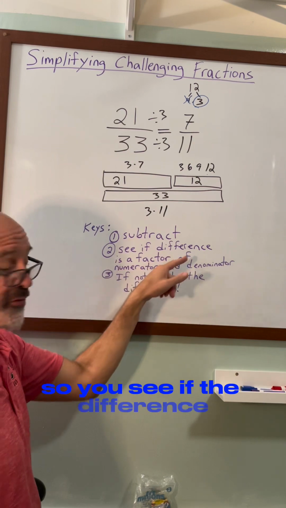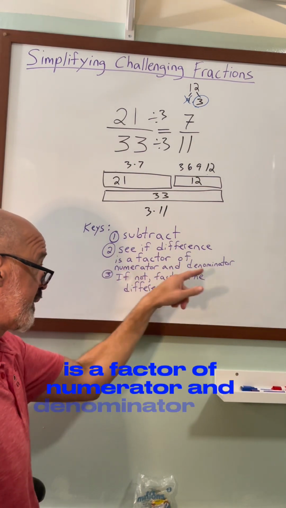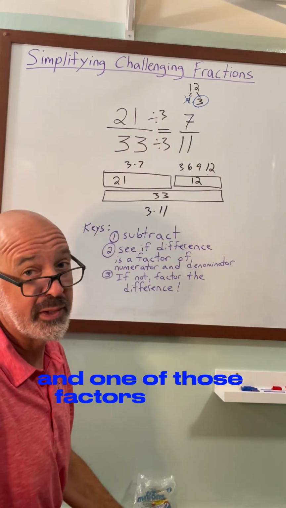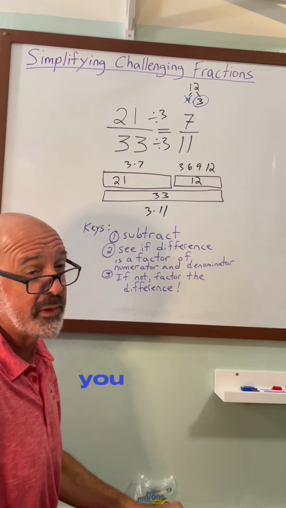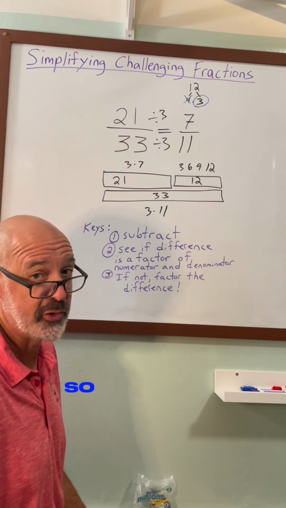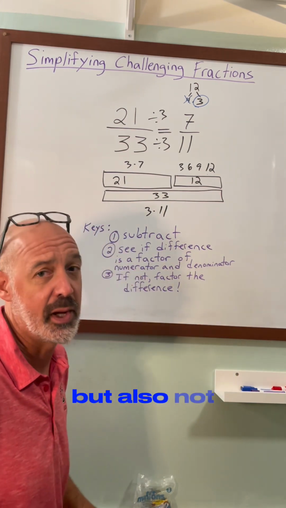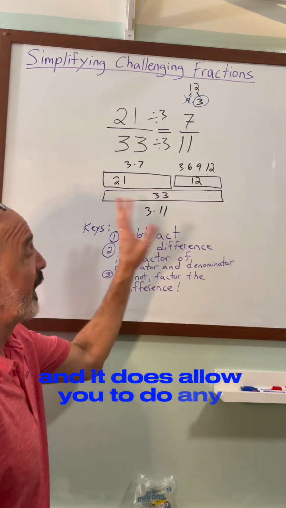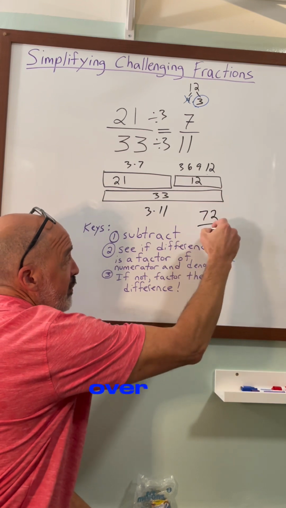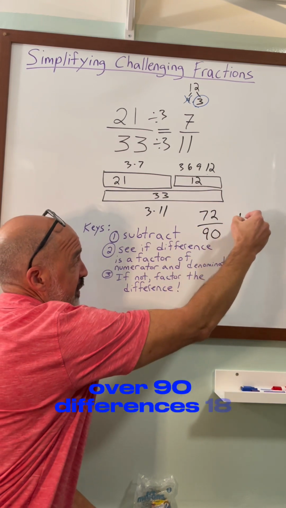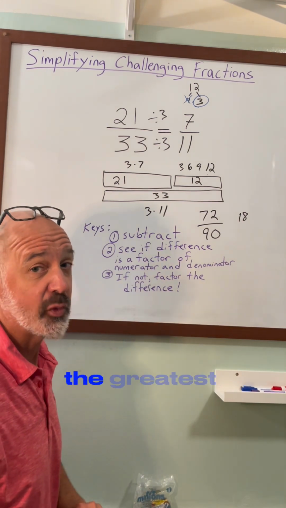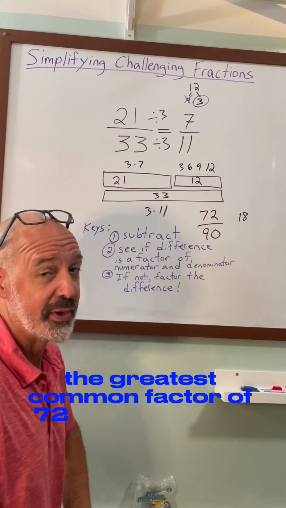So you see if the difference is a factor of the numerator and denominator, great, and if not, you factor the difference. And one of those factors has to work. And if they don't, you've got to refactor the other difference, or the difference, and start over again. So it's pretty complex, but also not. And it does allow you to do any large fraction, even something like 72 over 90. Difference is 18, and that actually is the greatest common factor of 72 and 90.